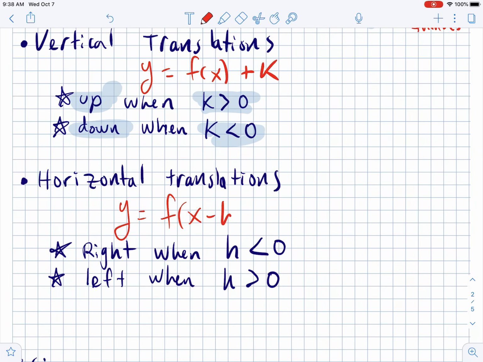So horizontal is going to be some sort of h being subtracted. And it moves to the right when h is less than 0, and it moves to the left when h is greater than 0. So negatives push it to the right, positives push it to the left. I guess actually if I'm saying that, I should put a plus here, not a minus. Because then if h is negative, it'll be like x minus a number. So once again, flippy floppy.